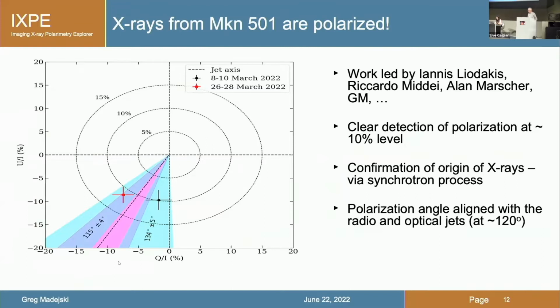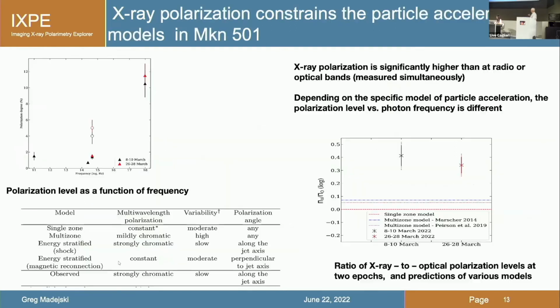So we don't see very clear indication of rotation of polarization angle here. But we feel that this is the confirmation of the fact that the X-ray emission is really indeed produced by synchrotron process. Now, there's more than that you can actually learn from this. You can actually learn a bit more about the acceleration process of the particles themselves. It turns out that you can have a variety of models that produce slightly different dependencies of polarization on the photon energy. So for instance, in a single zone, very simple model, that polarization should be constant as a function of photon energy, and so on and so forth.